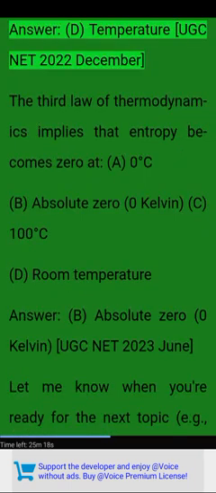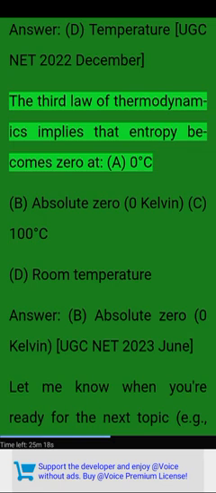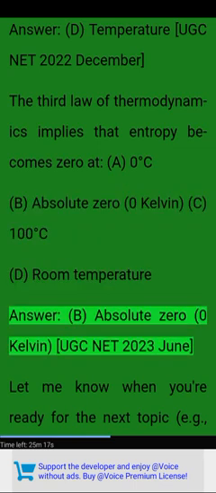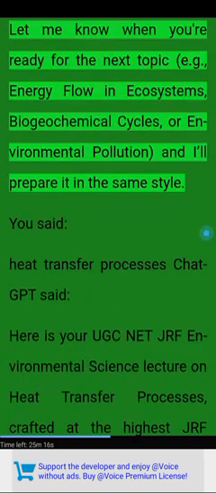UGC NET 2022 December. The third law of thermodynamics implies that entropy becomes zero at A. 0 degrees Celsius. B. Absolute zero. 0 Kelvin. C. 100 degrees Celsius. D. Room temperature. Answer. B. Absolute zero. 0 Kelvin.